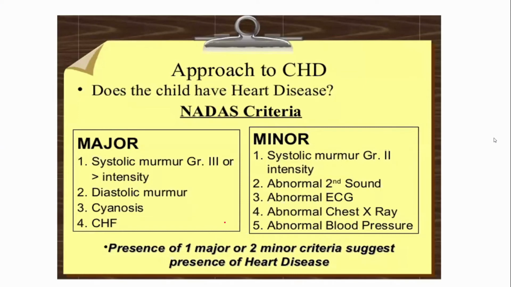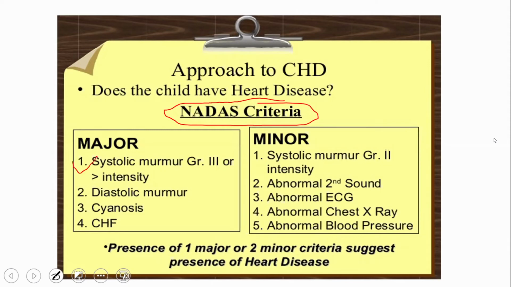Now, there is a criteria known as NADA's criteria. NADA's criteria is a criteria which we usually use to suspect if the child has heart disease or not. There are major criteria and minor criteria. This is the criteria to suggest the presence of heart disease. What are the major criteria?